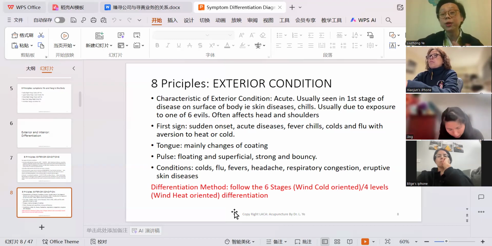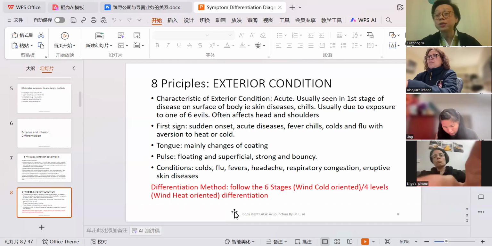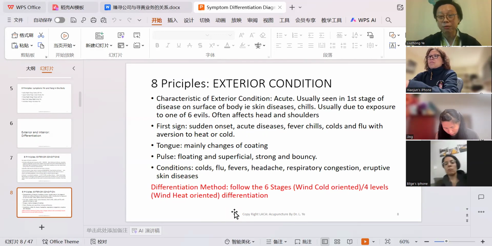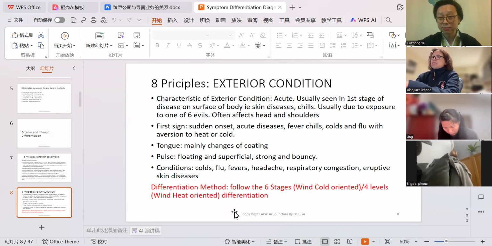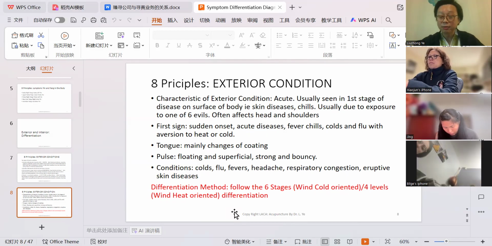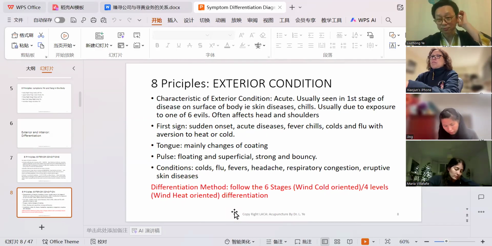But when it comes to meridian palpation, it's even simpler. How to do it? You just check which side of a meridian is more painful. Left side more painful, cold associated. Right side more painful, heat associated. And then you're able to work out whether you need to use the six stages or four levels.